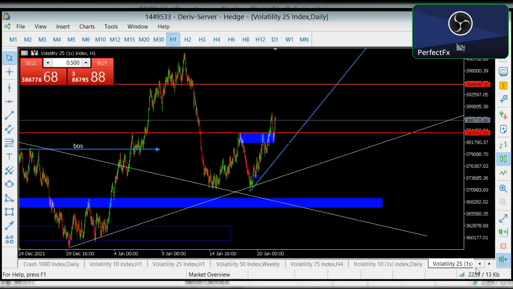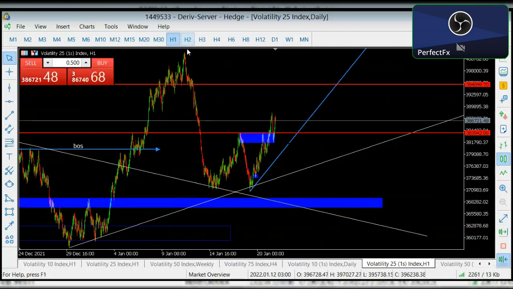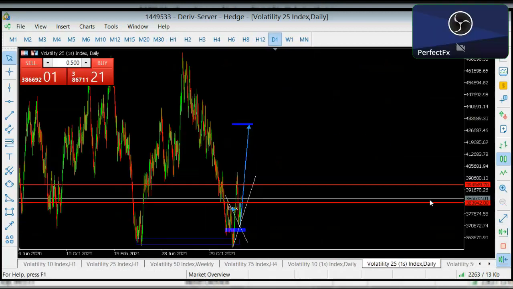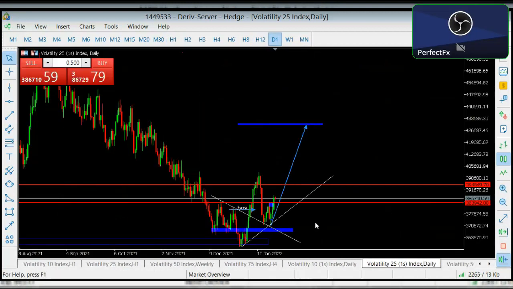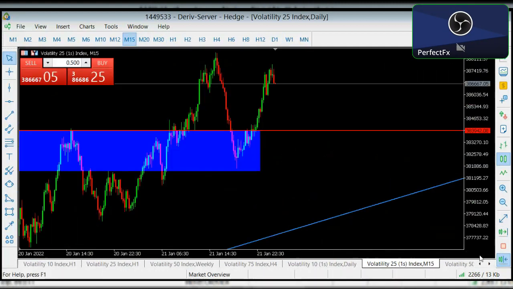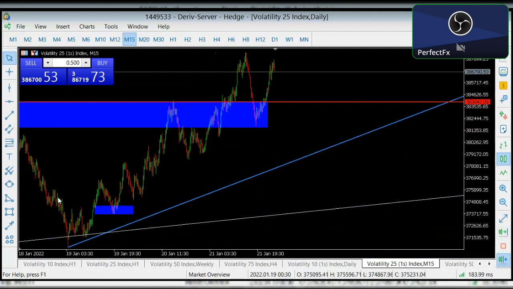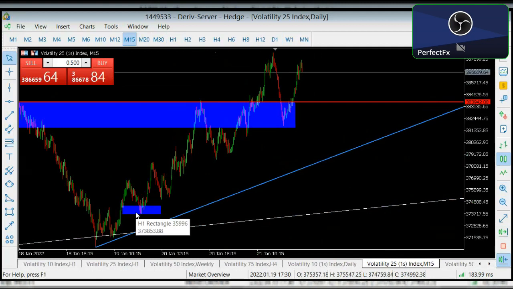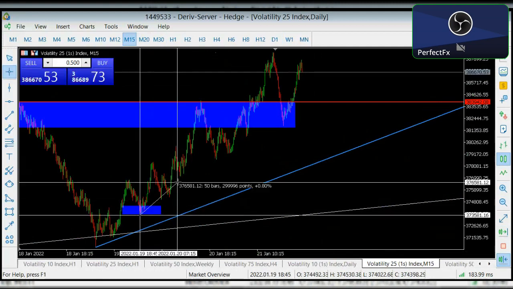And also on the V25 index 1S, this signal was given yesterday or 2 days ago. This signal was given that price was going to buy from this point that was marked out in the market. Let me go to the 15 minutes time frame to show you guys. The price was going to buy from this exact point in the market. And as you can see, price got there and pushed to the upside.